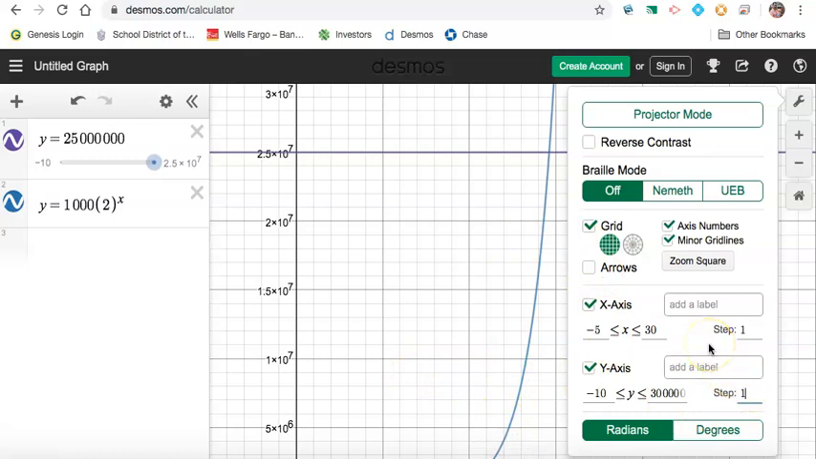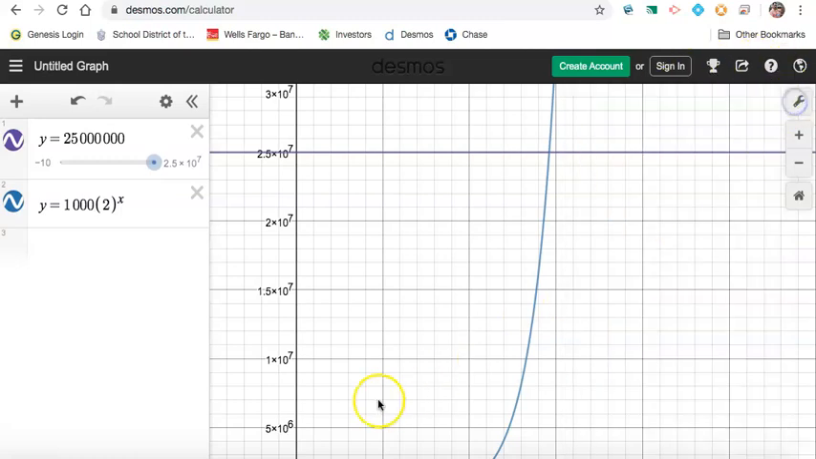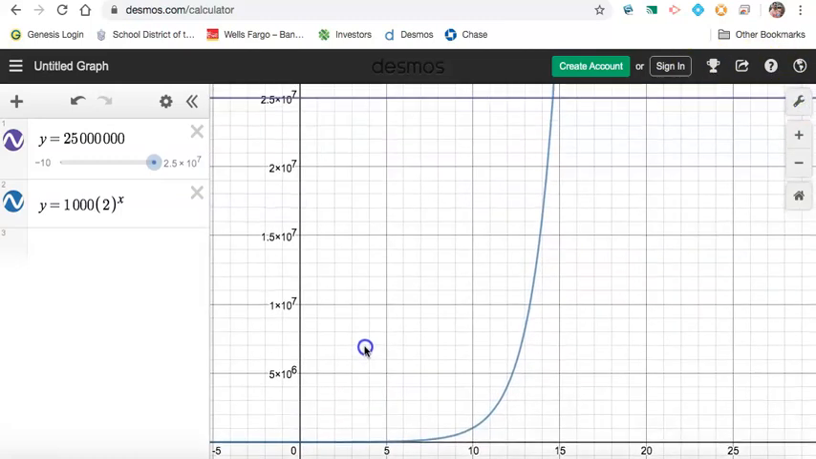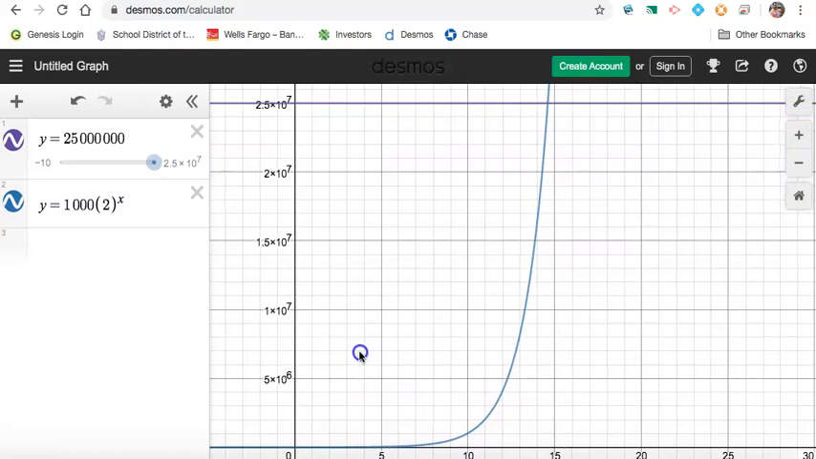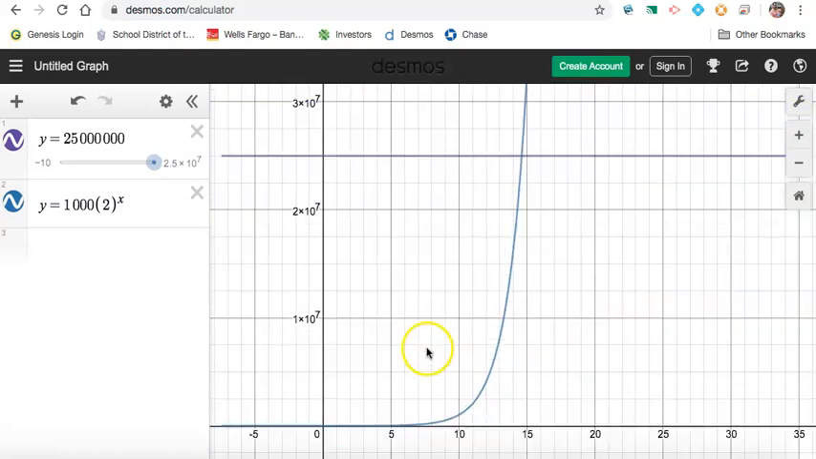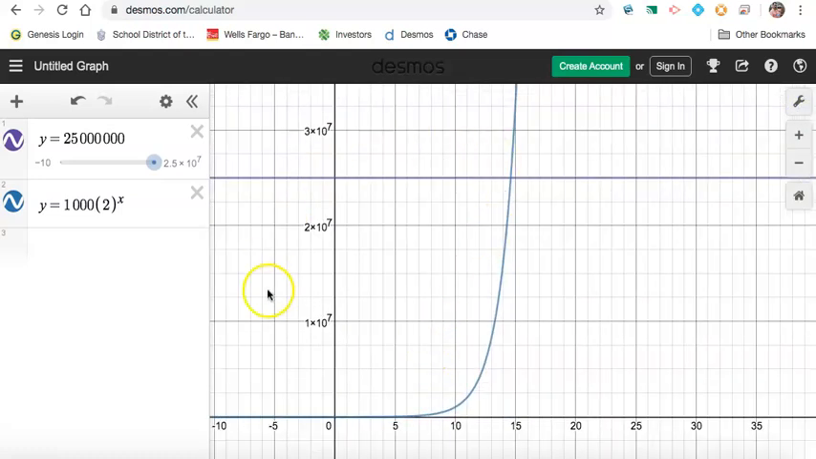If you did a step of 1, that's going to be a little crazy. So 30 million, I'm going to count by 1 million. My step is going to be by 1 million. 2, 3, and then close it. Now if I drag my graph a little bit, or zoom down a little bit, you can see exactly your exponential function growing very quickly, right?